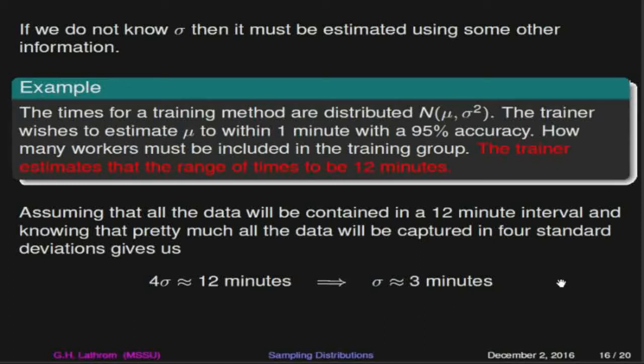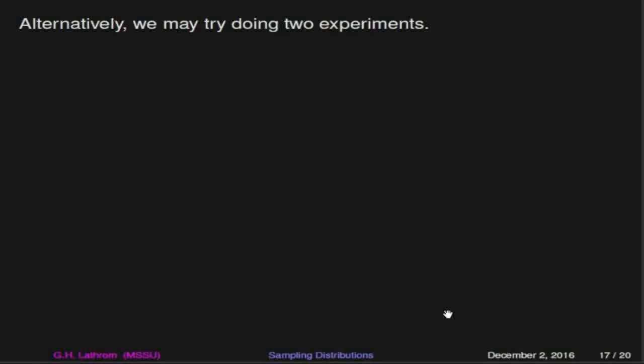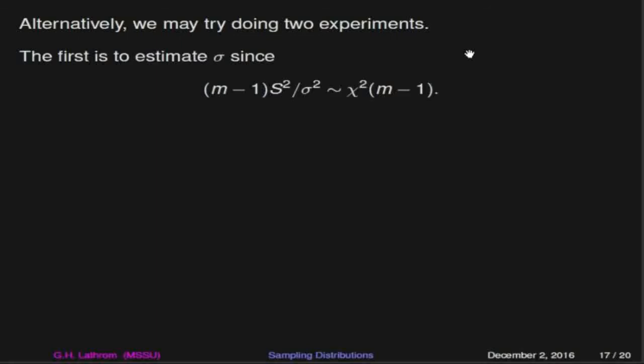So here we've got this extra information from an expert who knows what these things should be, and from that information we are able to say that our standard deviation is going to be this. Alternatively, we could say that sigma is going to be this value from a previous experiment, something that somebody else has done. If we try to do our own, we can try doing 2 experiments. In the first, we want to know sigma, so we'll have a sample size of m random variables.